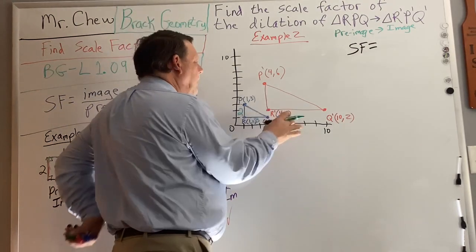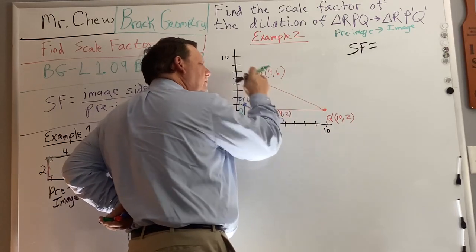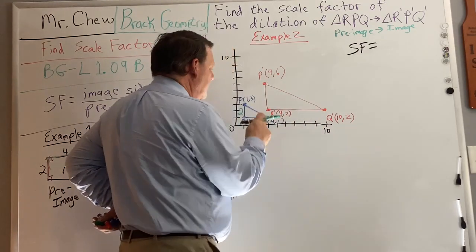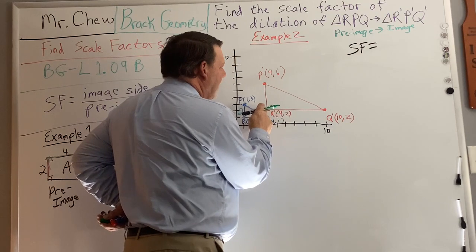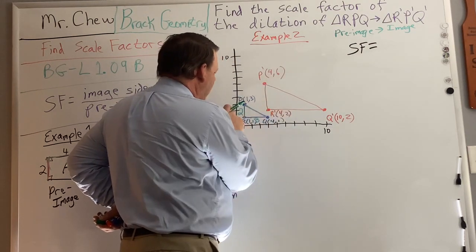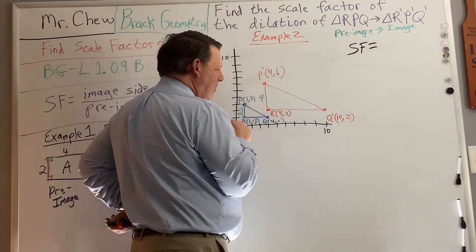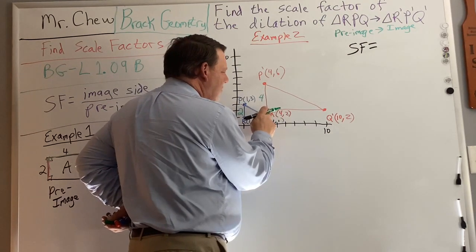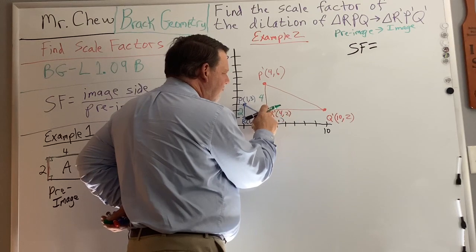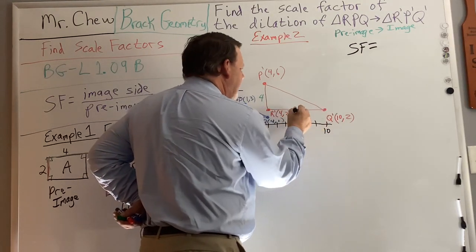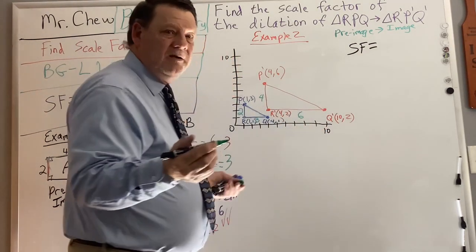Now, what about on the red one? Well, that angled side would be the hard one to find. But this one's not hard to find because it's going from 2 to 6. From 2 over here up to 6 would be 4. And on this one, it's going from 4 to 10, which would be 6.